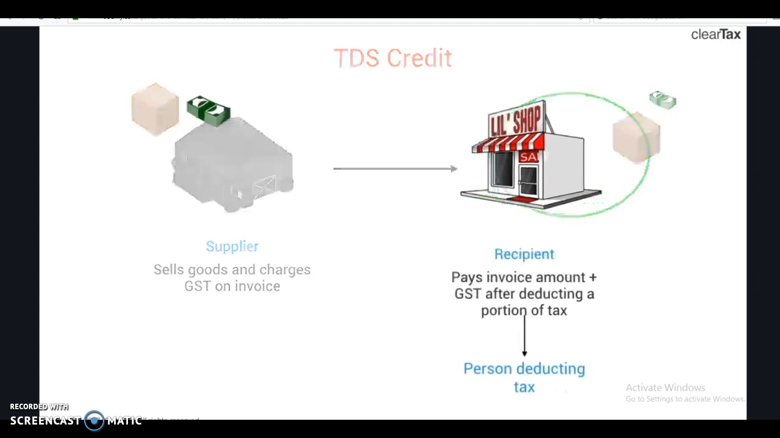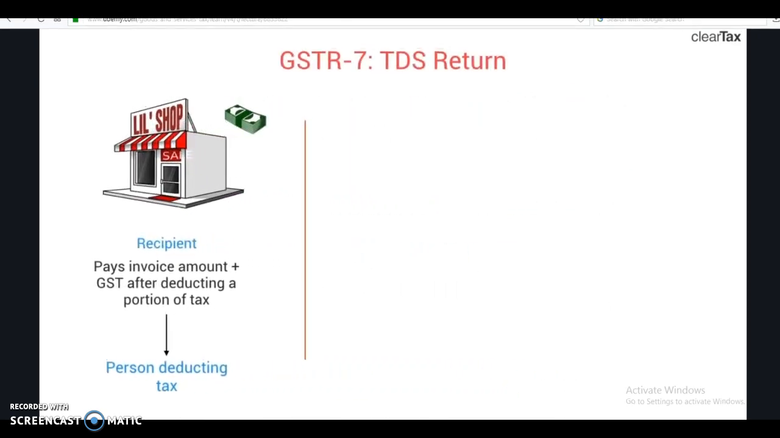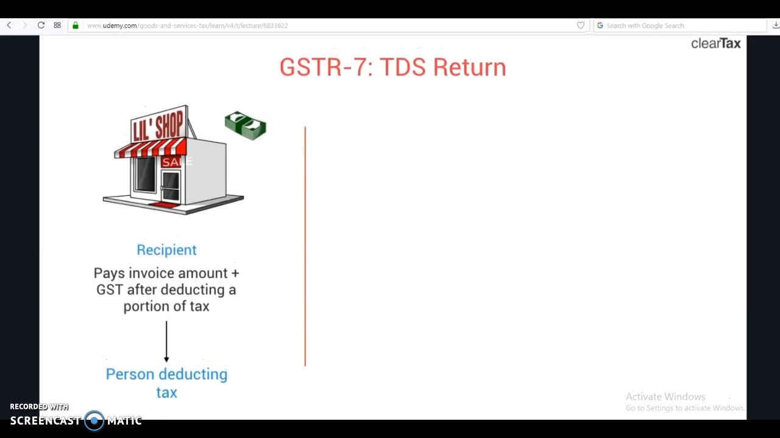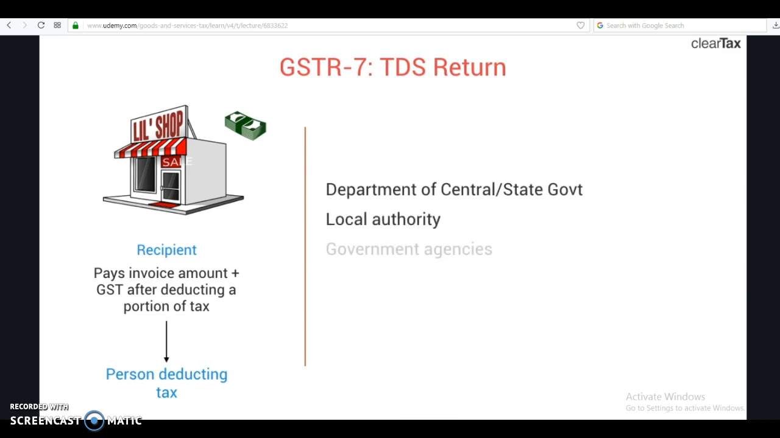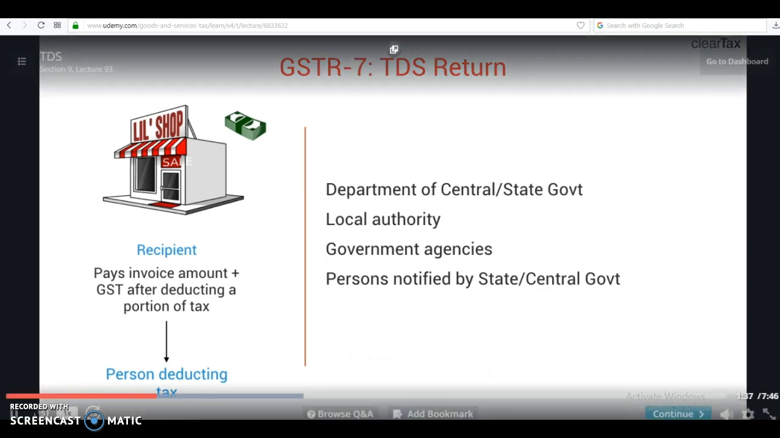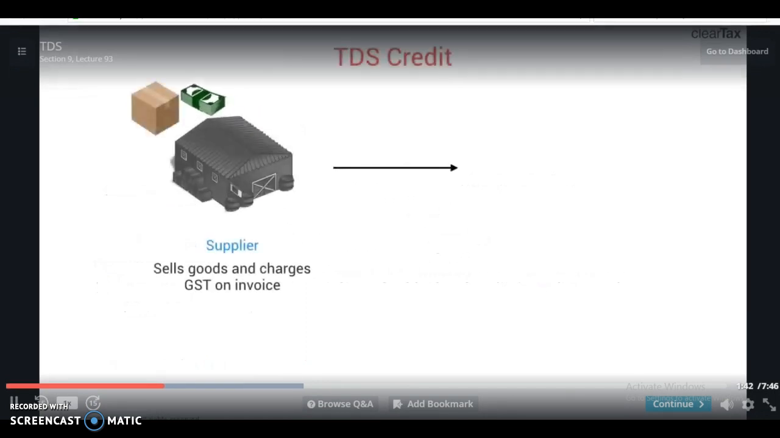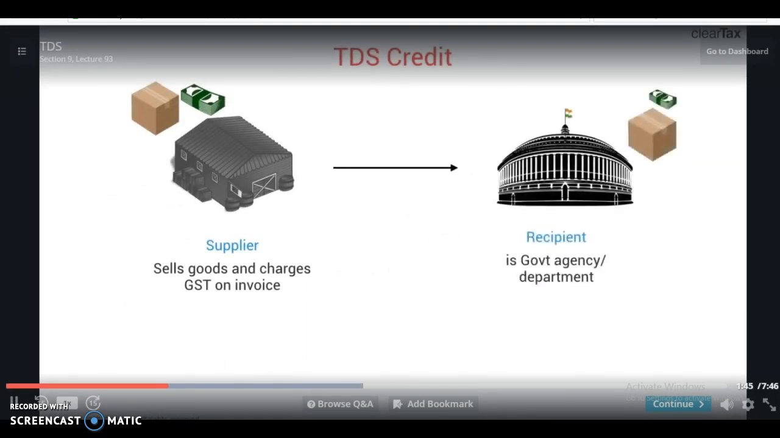As per GST law, there are only few types of people who are required to deduct tax, and these are all related to government. They include the department of the central or the state government, a local authority, a government agency, or any person who is notified by the state or central government. This is the list of people who are required to deduct tax. They are all related to government and they are the deductor. If the recipient is a government agency or a department, they are the deductor. The supplier is the deductee.